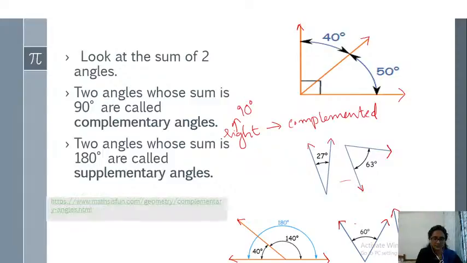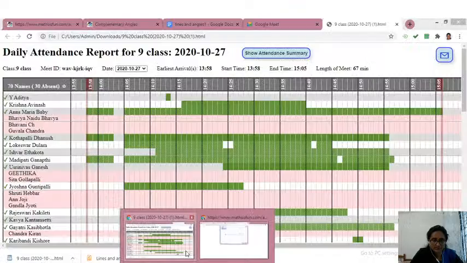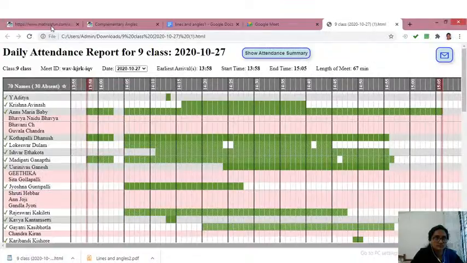Now, let us see something fun. Okay. So, complementary angles are when there are two angles and the sum is exactly 90 degree, we call it as complementary angle. When the sum is exactly 180 degree, we call it as supplementary angles. By the time this comes up, let's wait.